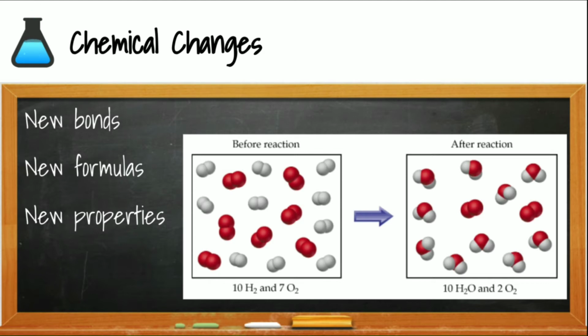In this picture, notice that two of the oxygen elements are unreacted. That's because matter cannot be created or destroyed, and we don't have the perfect amount of hydrogen. But we did still create new bonds with many of the particles as we created water from its elements.